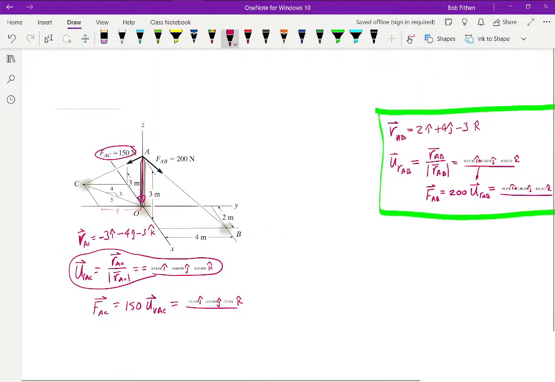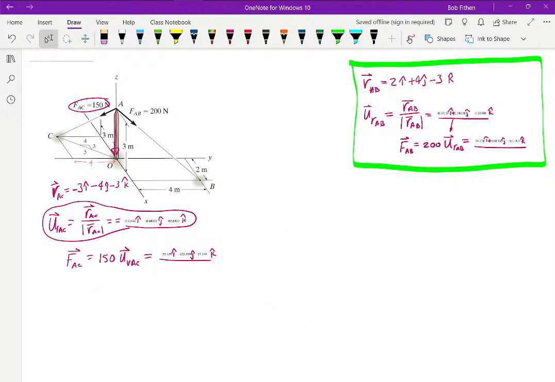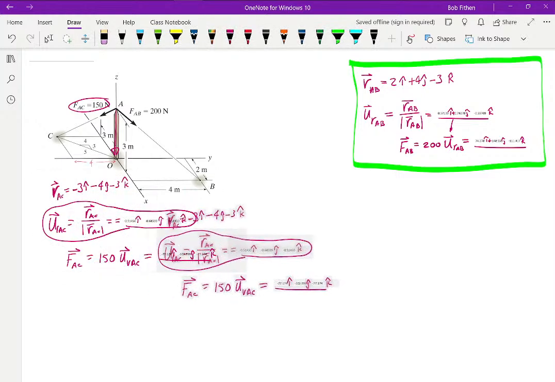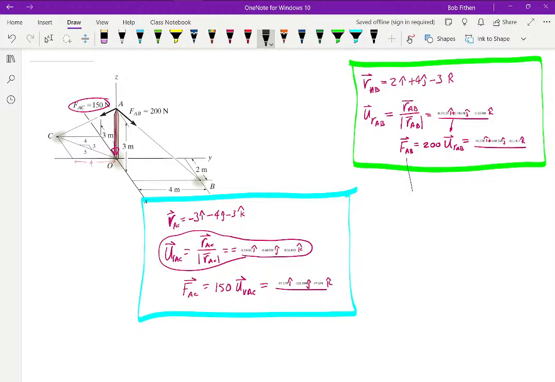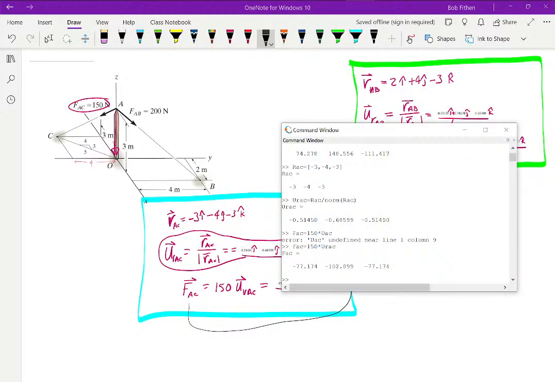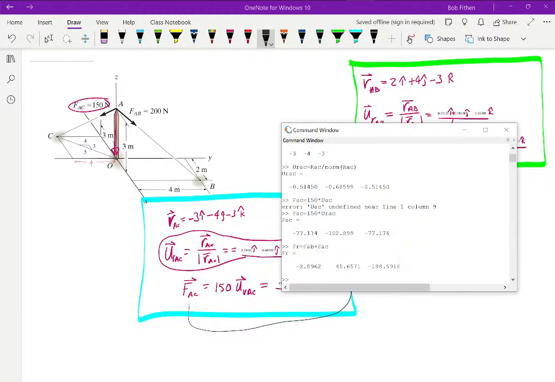So now, if I wanted to work these in tandem, then essentially all I'm doing is adding F_AB and F_AC. In MATLAB, that's pretty easy. F resultant is equal to F_AB plus F_AC. That gets me this vector.